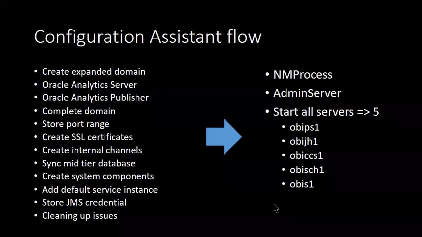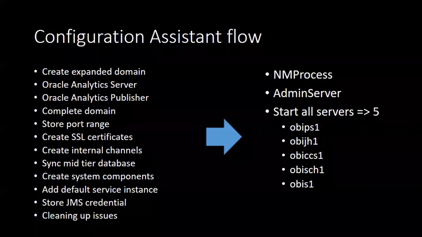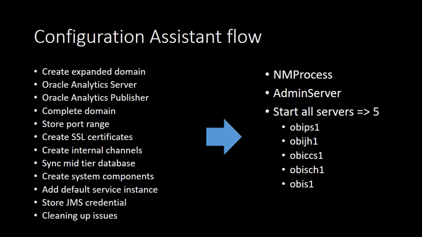Going back to what we have done so far in the configuration part, the configuration assistant executed config.sh, and it is done with two flows. One is the complete creation of all the domain related stuff. Another set is for starting the WebLogic admin server and BI server and their corresponding components. There are five components, and they all started, along with the node manager, which is started.